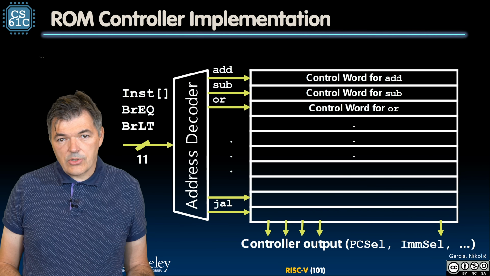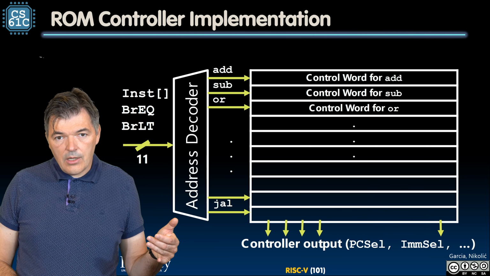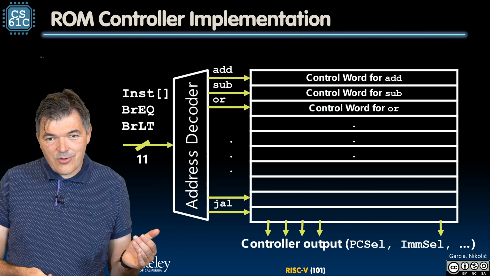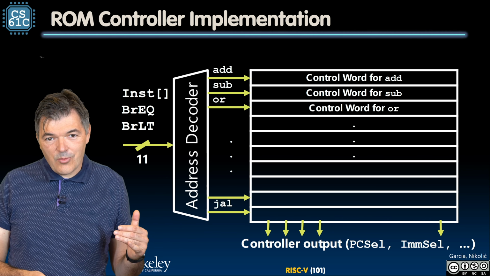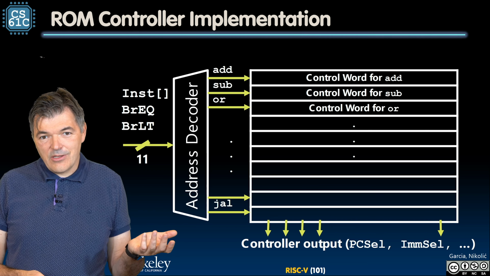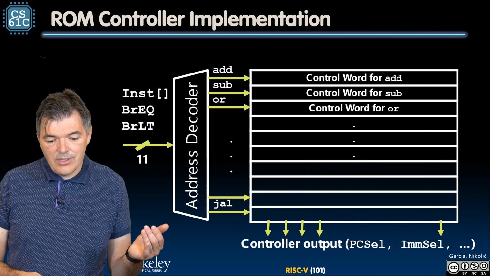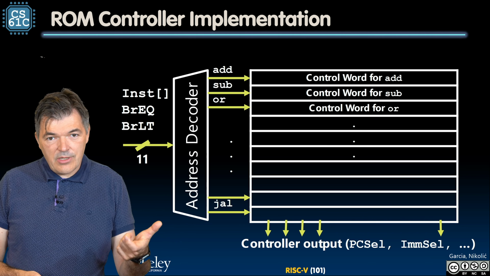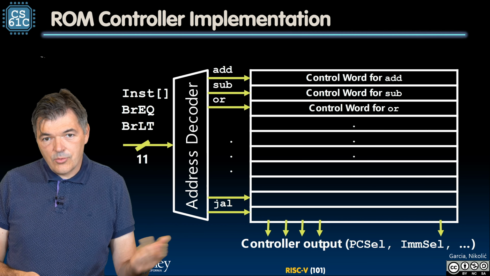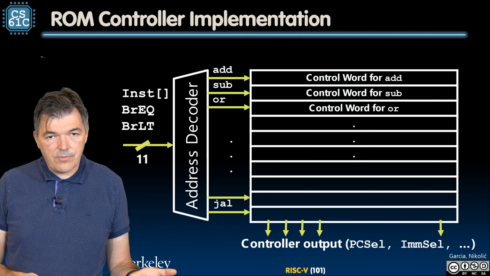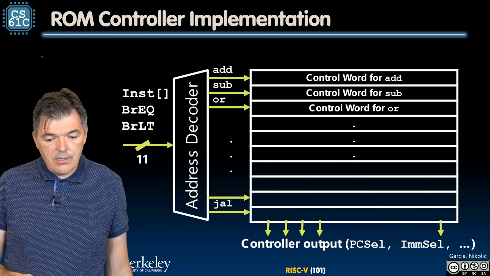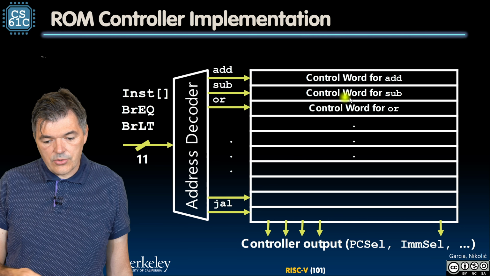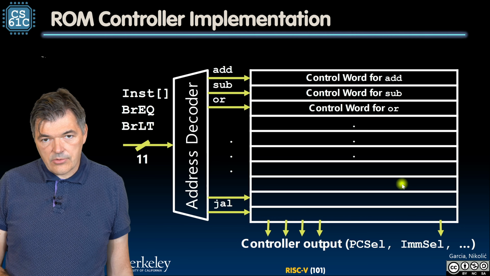How does the ROM actually work inside? It looks like a lookup table literally. We are going to address this lookup table with the same stuff that we have had in the initial lookup table. We are going to have instructions represented by their 9-bit values, plus 2 bits that represent the branch outcomes. And then in each row here will be a corresponding control word for those instructions.